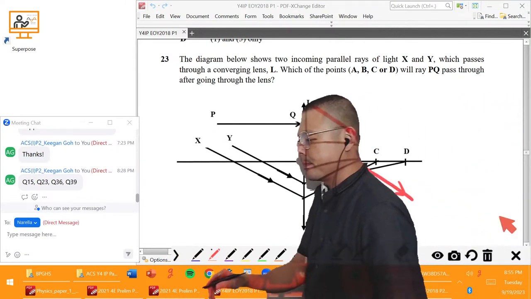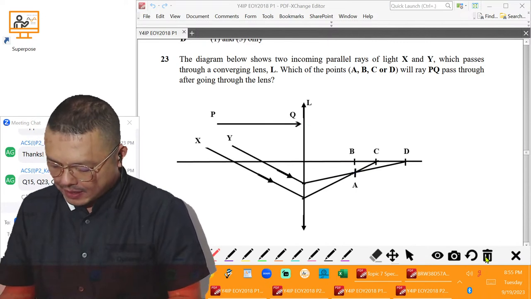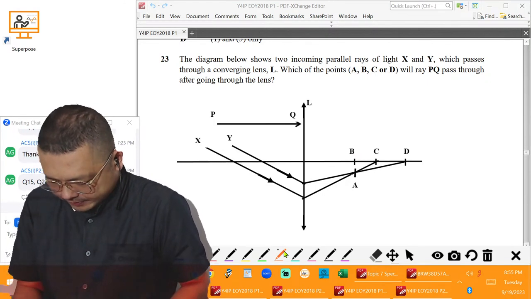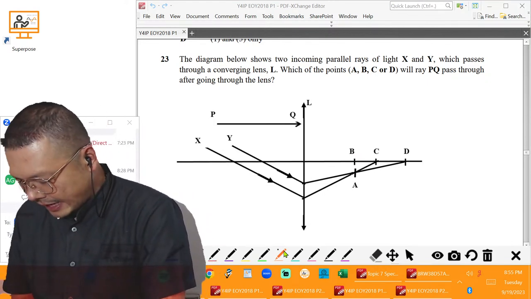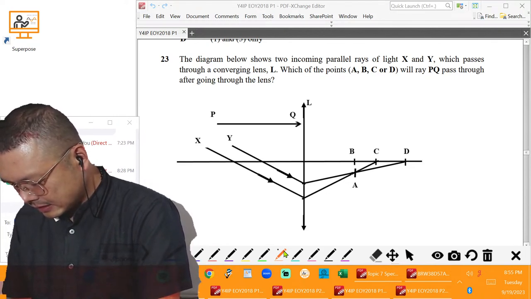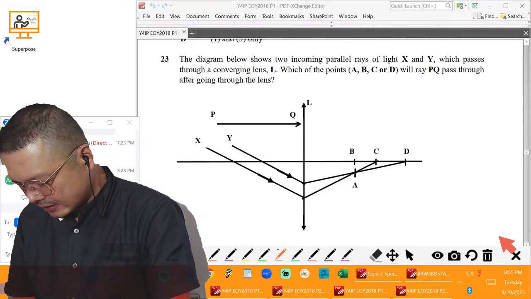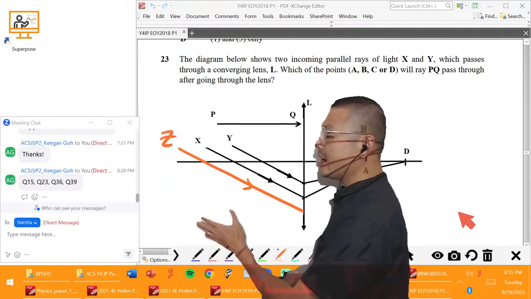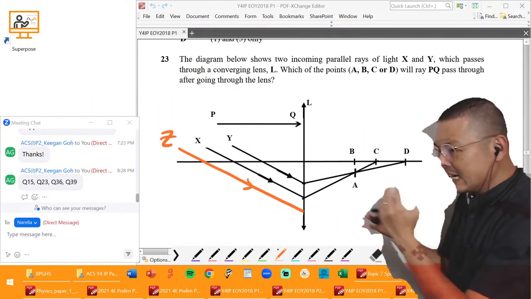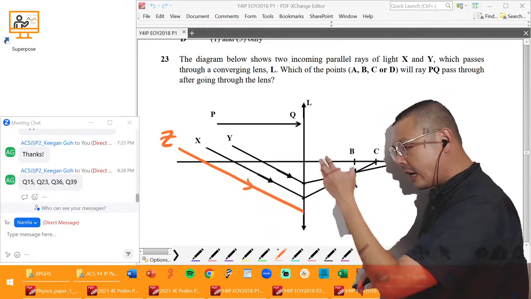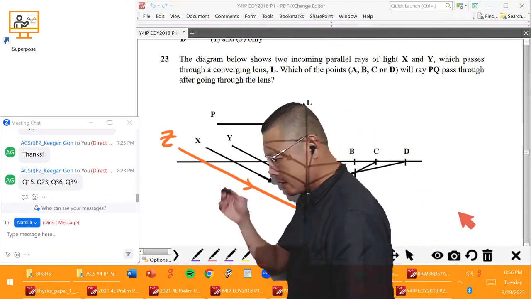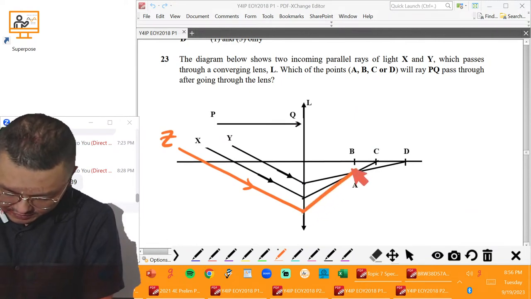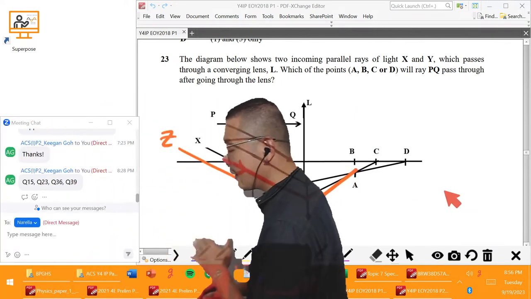Hold up. Okay? I give you one more light ray to test your understanding. I'm going to draw light ray Z. Light ray Z is parallel to X and Y. It literally comes from the same object. So after passing through the lens, where would it cut? It will cut at A. It will intersect at A. Do you understand this?